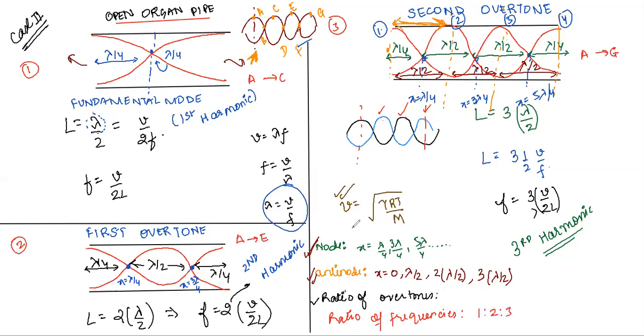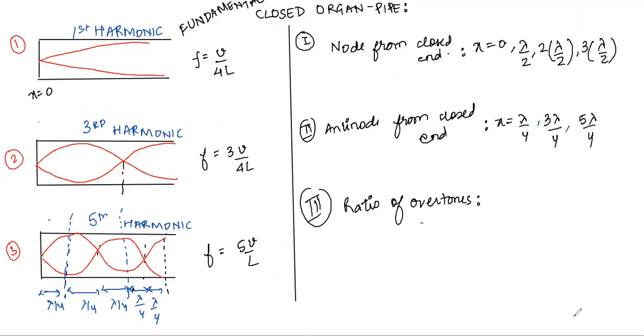But what about overtones? In overtones, we'll exclude the fundamental mode, correct? Yes, sir, it should be 2:3:4. Are we clear, Atul? Yes, sir. Okay. Now, let us see these aspects again for a closed organ pipe. Here we have ratio of overtones and ratio of frequencies.